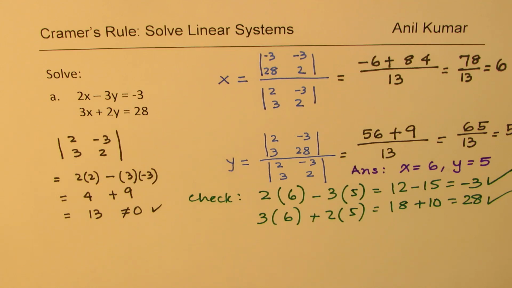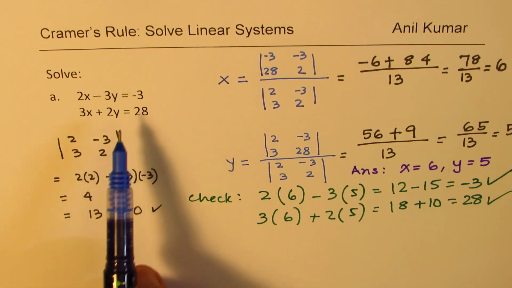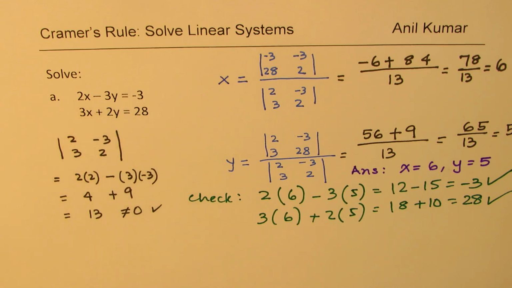So that is how we could actually apply Cramer's rule and easily solve any system. And of course, if the denominator is 0, you also know that it is either a set which will give infinite solutions or no solutions. So either way it works.